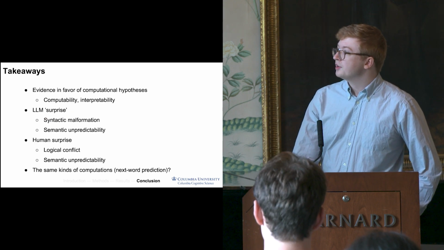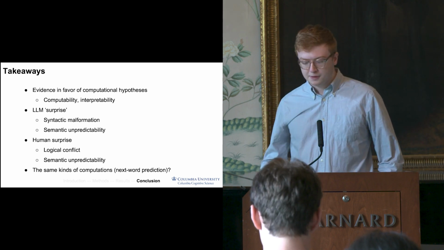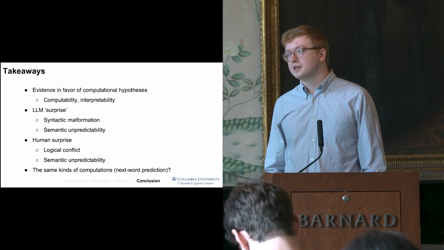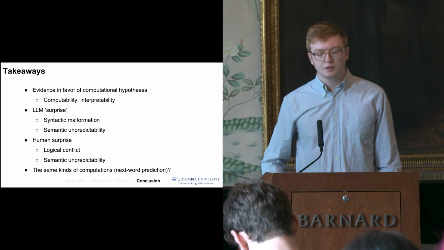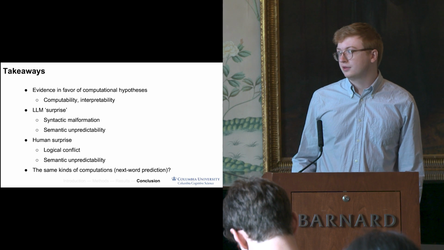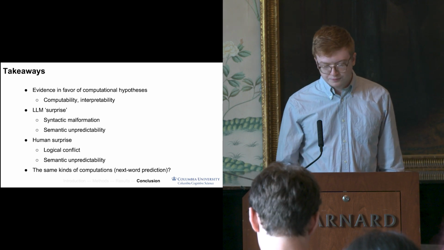So what are some takeaways here? There seems to be evidence in favor of my initial computational hypotheses that surprise and sentiment are both computable and make for interpretable classification metrics. And then breaking down what exactly is going on with this language model surprise is a little bit more of a difficult question to answer.